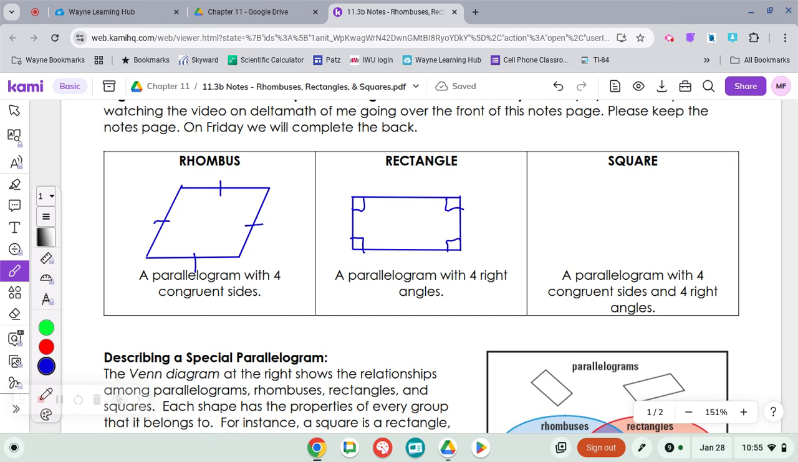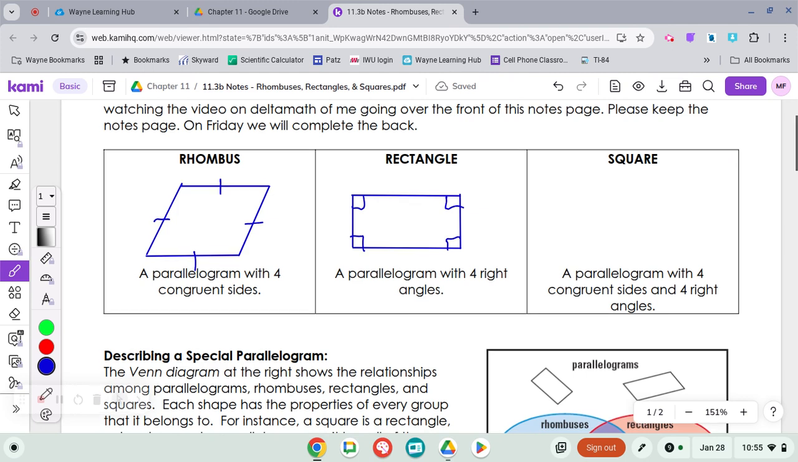Your square last. A square is a parallelogram with 4 congruent sides, just like a rhombus. However, it also has 4 right angles, just like a rectangle. So technically, we talked about this already last week, but a square is both a rhombus and a rectangle. Now, you would never call a square a rhombus or a rectangle because a square is a square. You want to use the name that gives the most information.